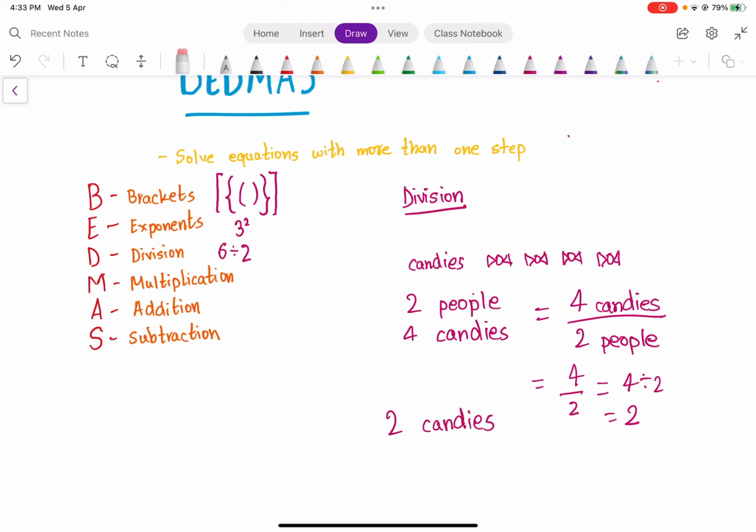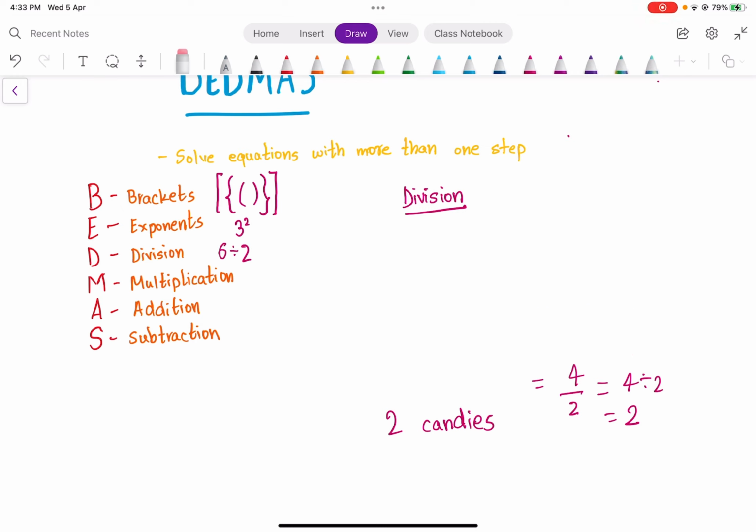Now, let's go back to our original question, which was 6 divided by 2. 6 divided by 2 is 3. So our answer would be 3.